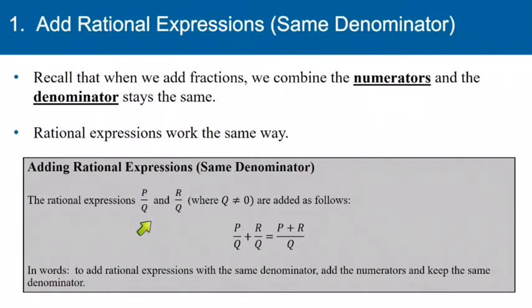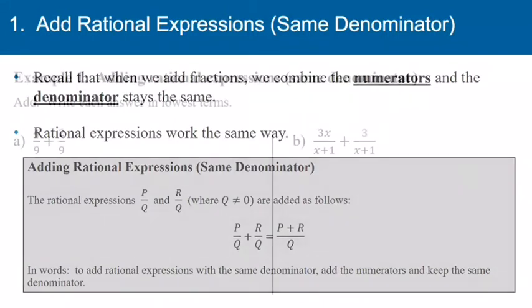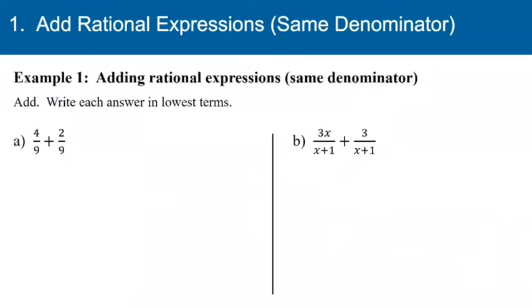If you have P over Q and R over Q, and of course Q can't equal 0, but you have the same denominators here, then when you add these two expressions together, the top is going to be P plus R, and the bottom is going to stay the same. You already know that from adding regular fractions. In other words, to add rational expressions with the same denominator, you will add the numerators and keep the same denominator.